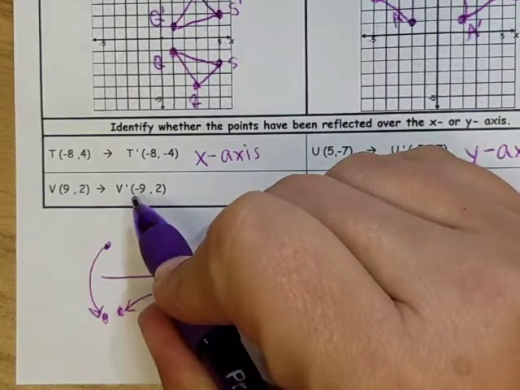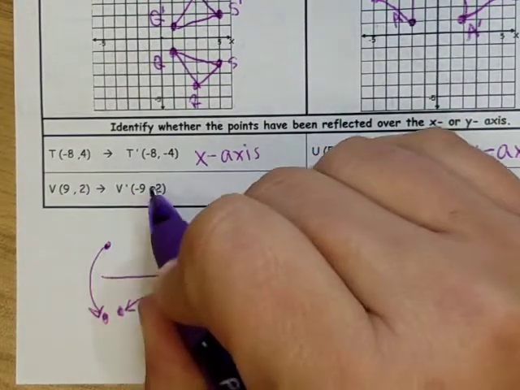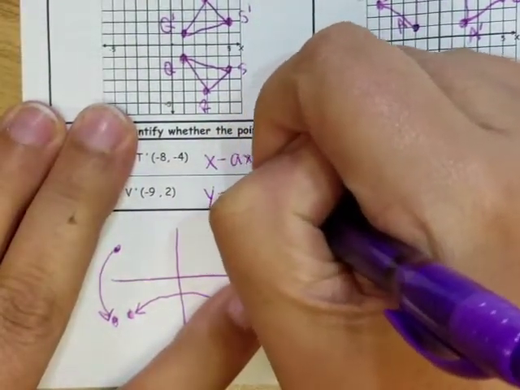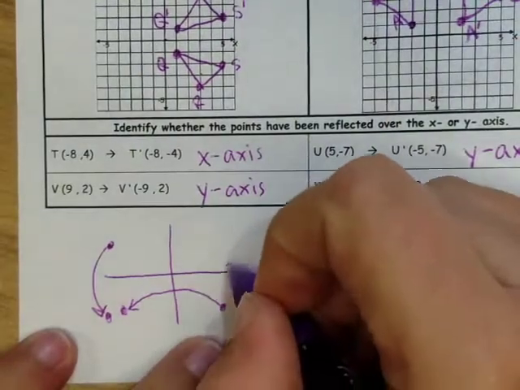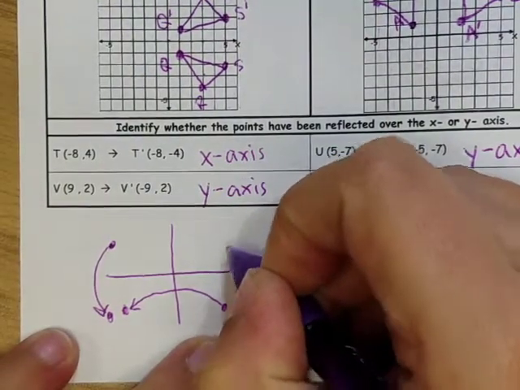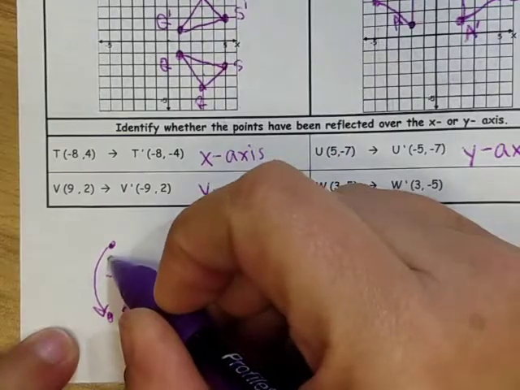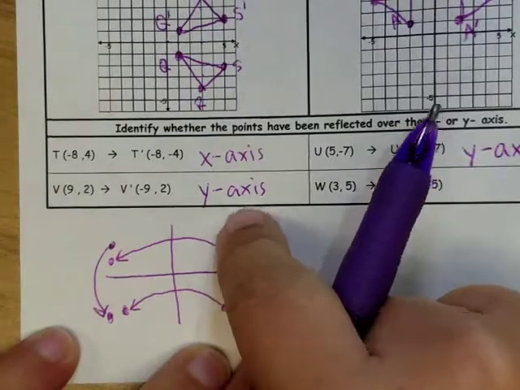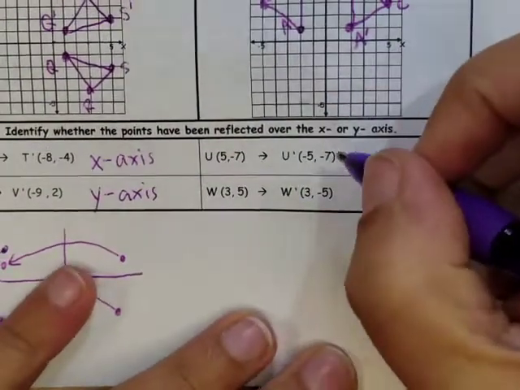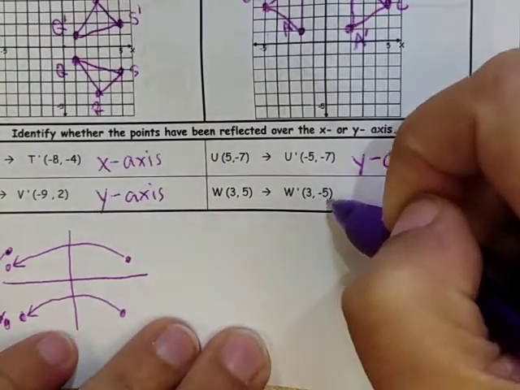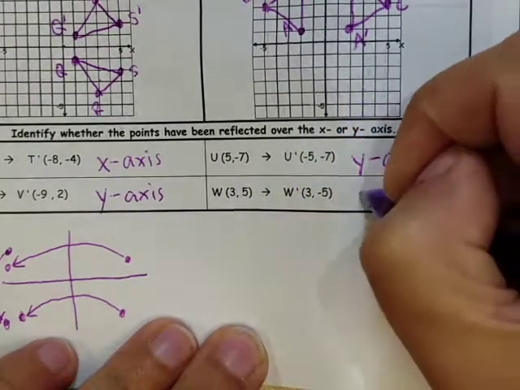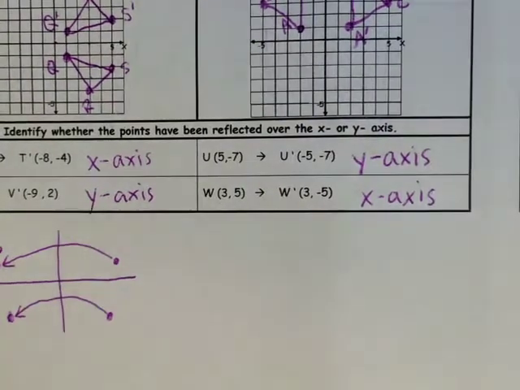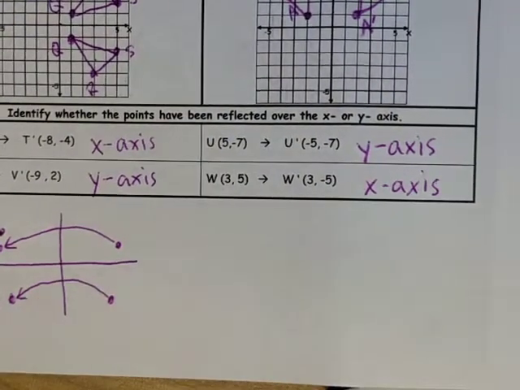All right, and then just 2 more together. 9, 2, and negative 9, 2. What stayed the same? The y value, so that's your line of reflection. But if you want to see it, 9, 2, and then negative 9, 2. And then what did it reflect over? It reflected over the y-axis. And then last one together. 3, 5, 3, negative 5. What stayed the same? The x value. So the x-axis is the line of reflection. And there you go. And if you want to do the visual, you can do the visual.